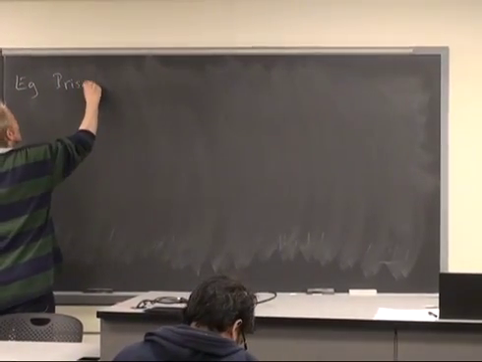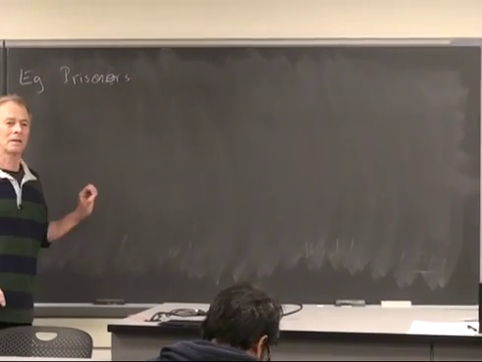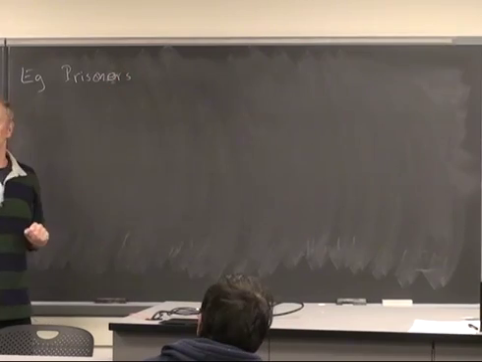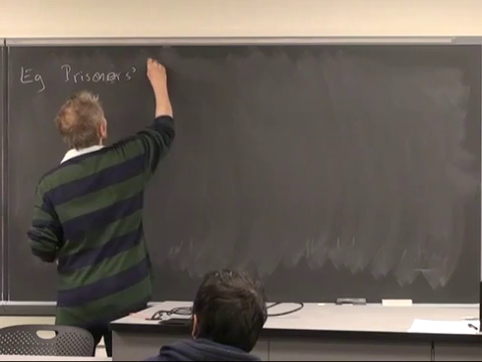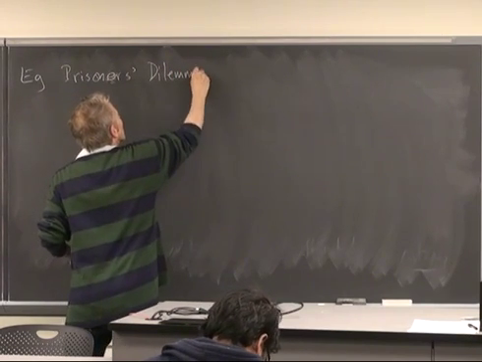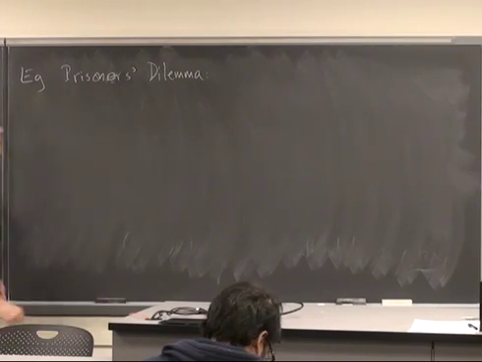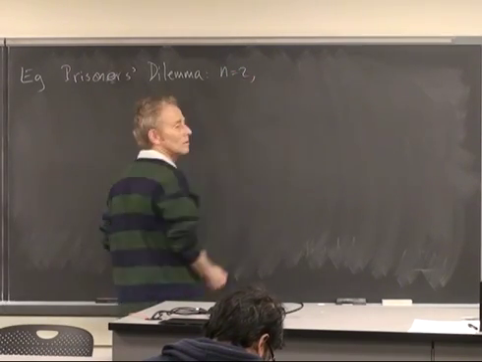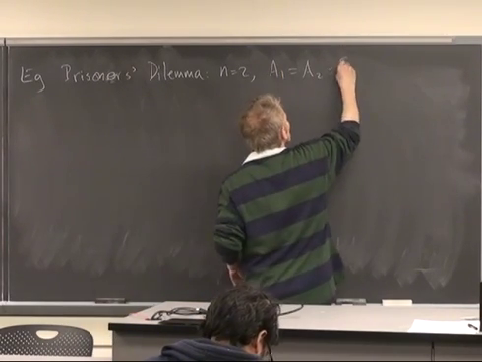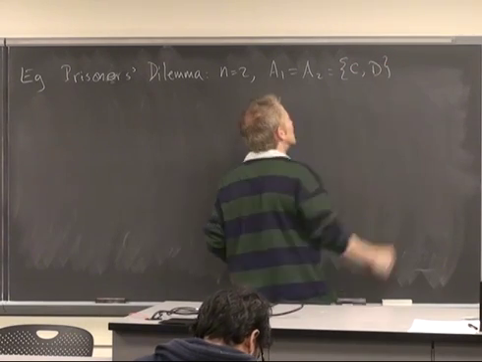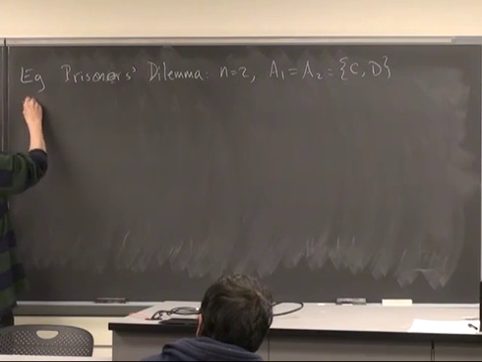So, for example, this is the most famous game of all. The Prisoners' Dilemma. There's a lot of debate in the field about where to put the apostrophe, or whether to put one at all. I insist on putting it after, because I think of there being 2 prisoners. N equals 2 players, A1 and A2, the action spaces are both equal to C comma D, whatever those mean.